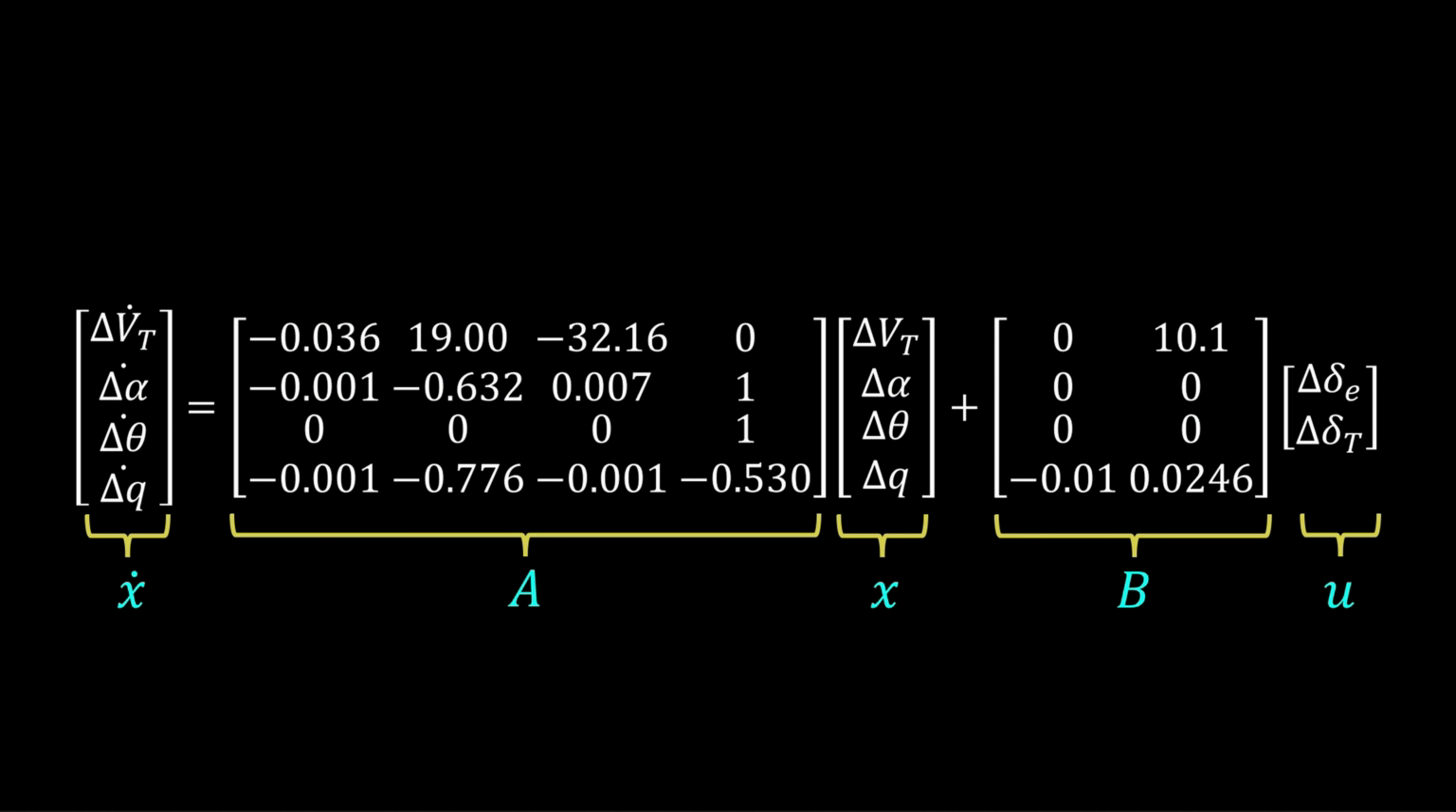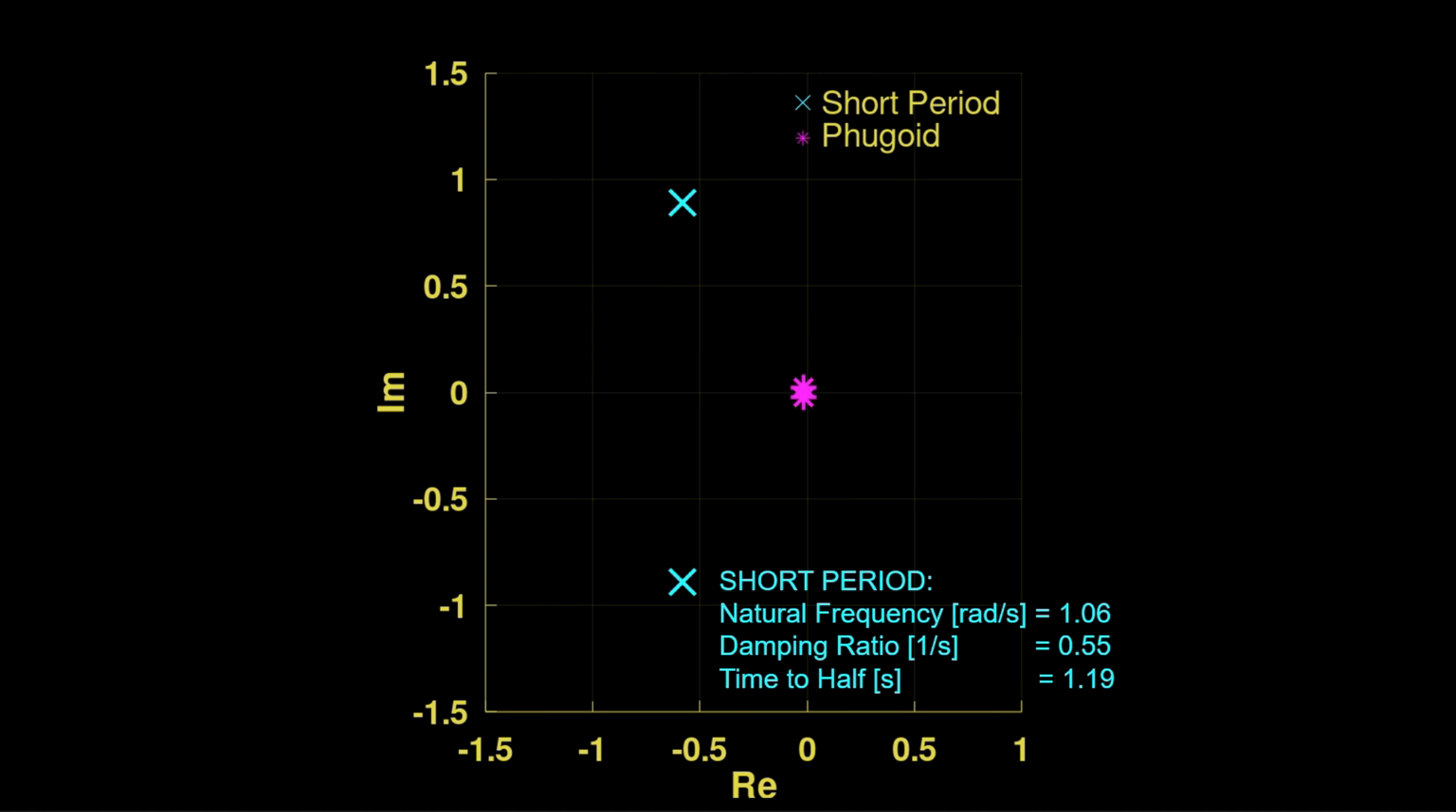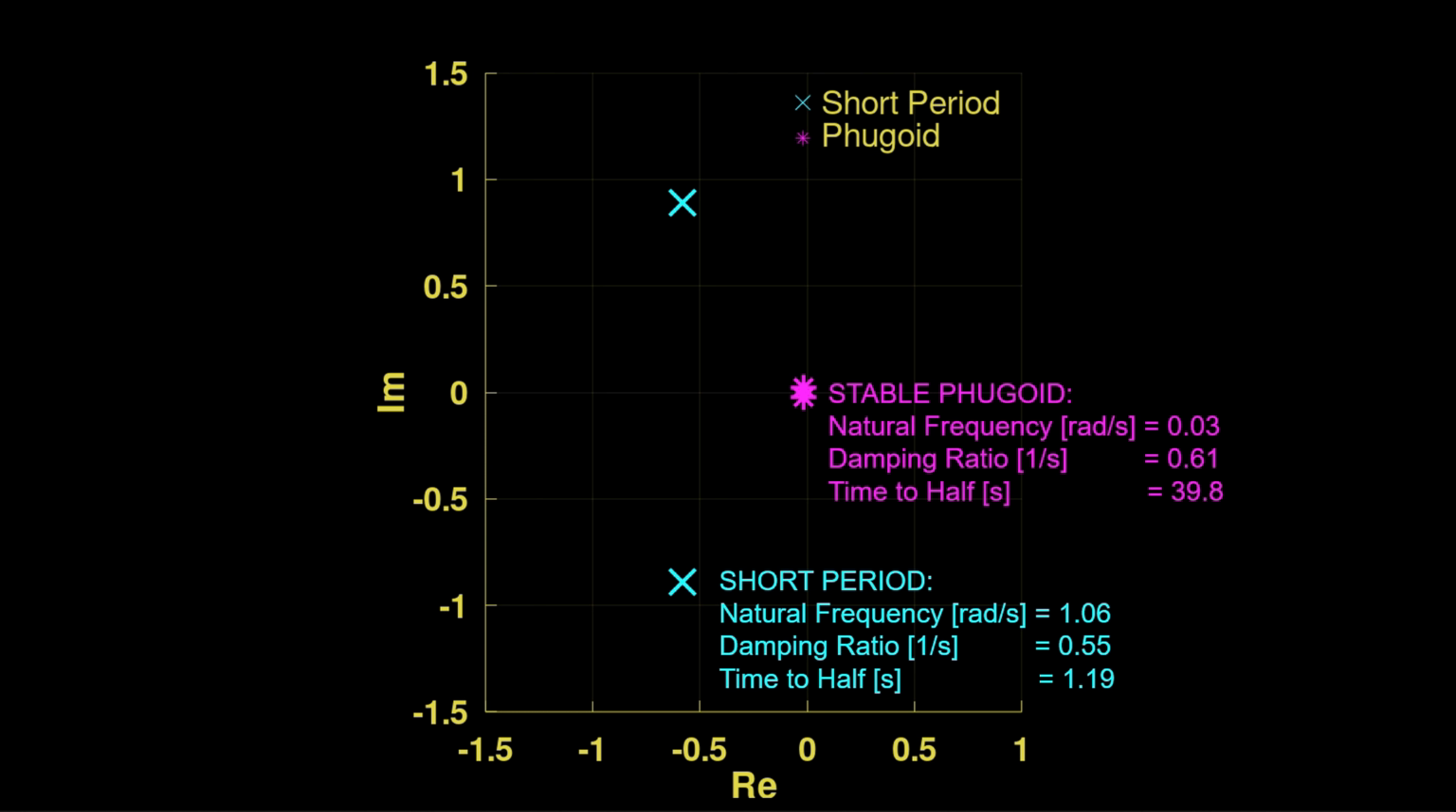This is the linearized system about this trim condition. The eigenvalues show the short period and the phugoid modes, complex pairs. The short period has significant damping, 0.55, with a natural frequency of 1.06 radians per second, or 0.17 hertz. The phugoid's stable, surprisingly damped, but characteristically slow, with a time to halve of 40 seconds, much slower than the short period time to halve of 1.19 seconds.